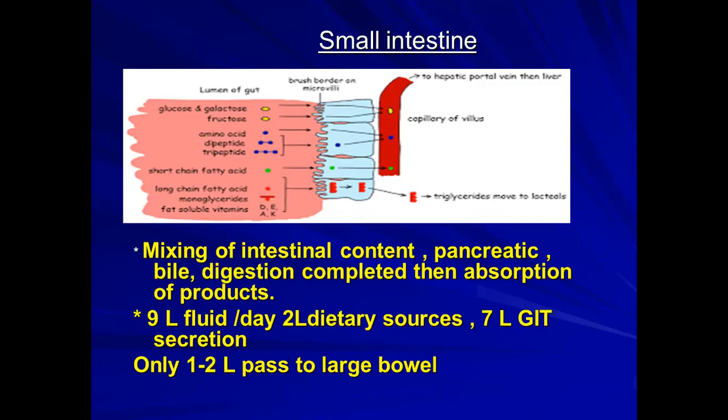There are 9 liters of fluid per day: 2 liters from the dietary source, and 7 liters from GIT secretions, from the saliva, gastric secretion, pancreatic secretion, bile, and the small intestine. Absorption occurs in the small intestine, so by the time the content reaches the ileocecal junction, only 1 to 2 liters pass to the large bowel. Most of these 9 liters are absorbed, and the remainder, 1 to 2 liters, reaches the colon.